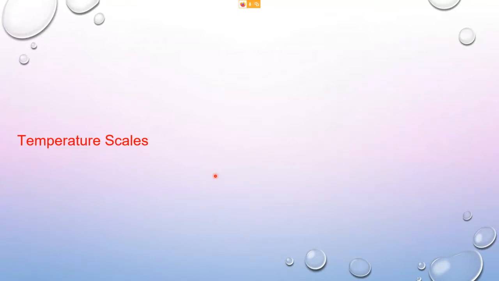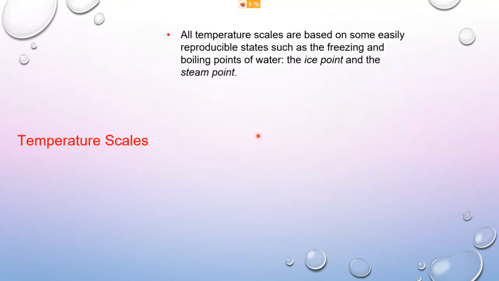Now, what are the temperature scales? Temperature is usually measured in terms of degrees C, degrees Fahrenheit, and Kelvin. So for SI units, we only refer to degrees C and Kelvin. Now, all temperature scales are based on some easily reproducible states such as freezing and boiling points. All temperature scales take these two as the reference, that is the freezing and the boiling.